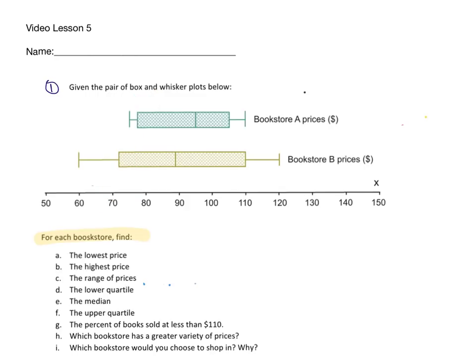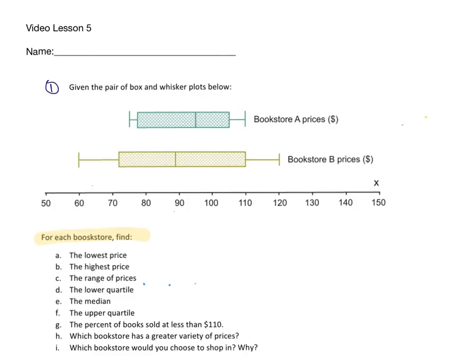The medians are the middle lines of the box. So it looks like for bookstore A, you're dealing with 95 or 96. For bookstore B, it's a smidge under 90, so maybe we'll go with 89. And the upper quartile is the right-hand ending point of the box. For bookstore A, I'm going to go with 105, and for bookstore B, it looks like 110, 111 for the upper quartile.